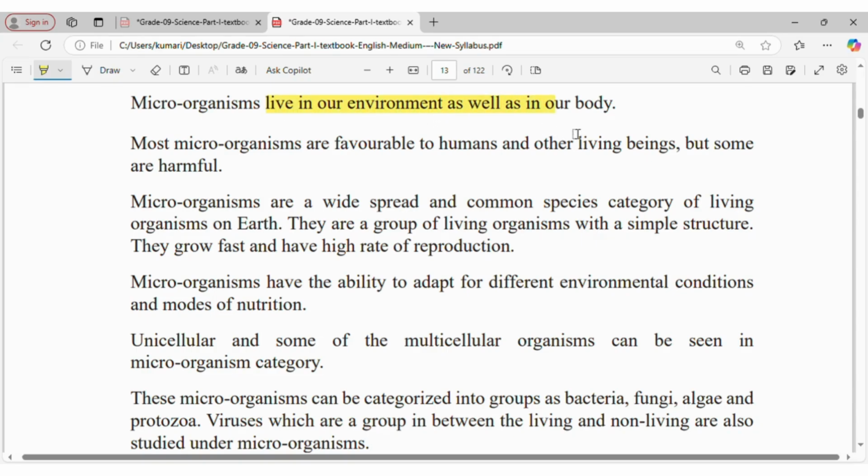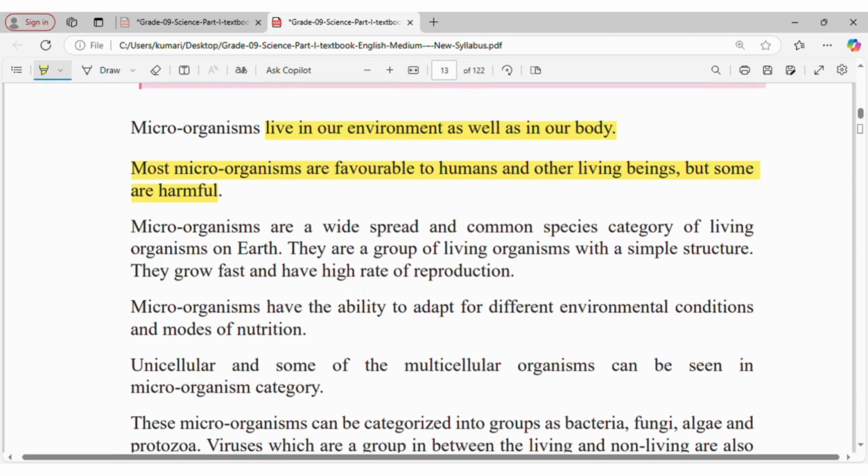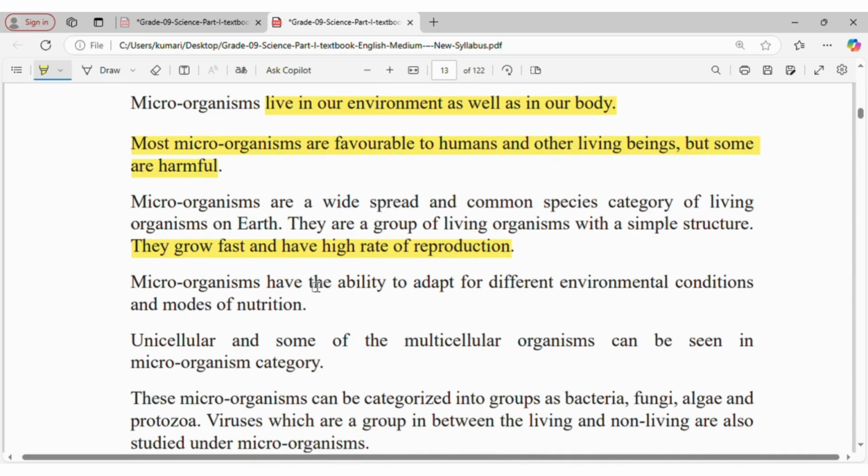Microorganisms live in our environment as well as in our body. Most microorganisms are favorable to humans and other living beings, but some are harmful. Microorganisms are a widely spread category of living species on Earth. They grow fast and have a high rate of reproduction. Microorganisms have the ability of adaptation to different environmental conditions and modes of nutrition.